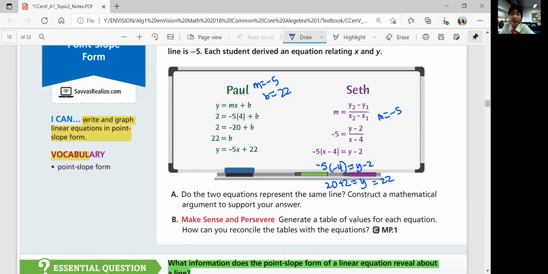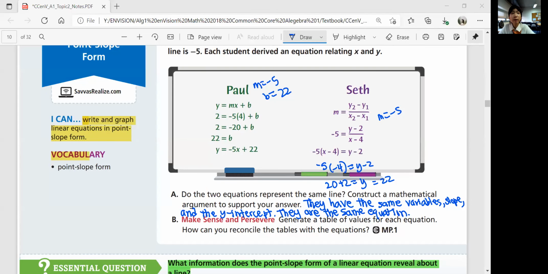Let's write that down. Okay, they have the same variables, x and y, the same slope, and the same y-intercept. So they are the same equation. Seth's equation is based on the slope formula, and it's undefined when x is equal to 4 because you can't divide by 0. But Paul's equation is written in slope-intercept form. Okay, part B. Let's make sense of this problem.